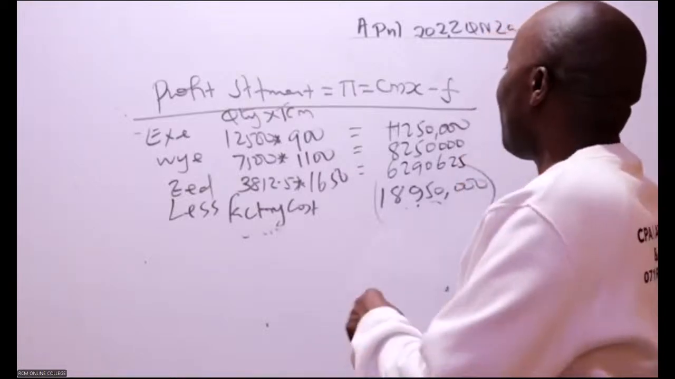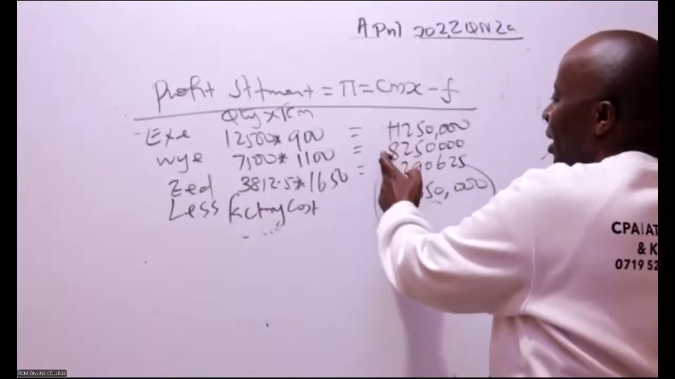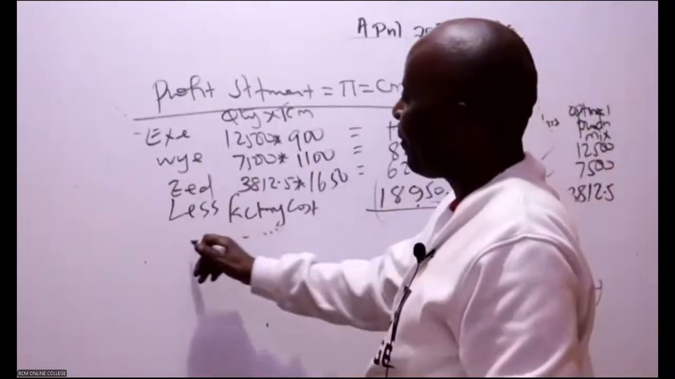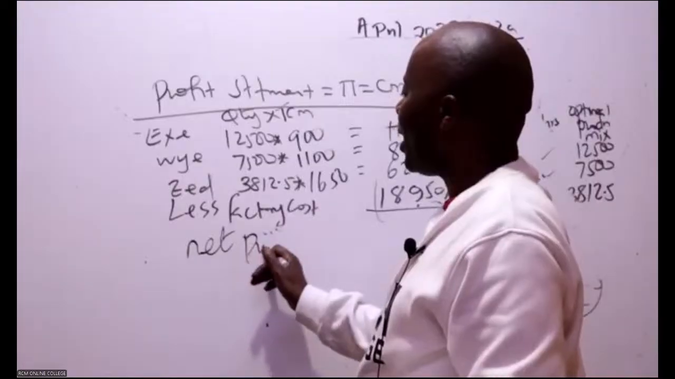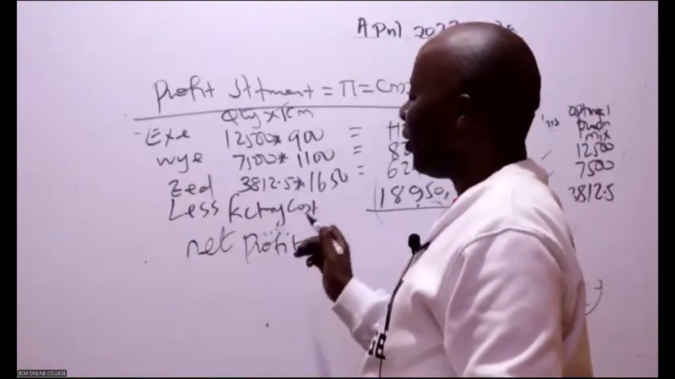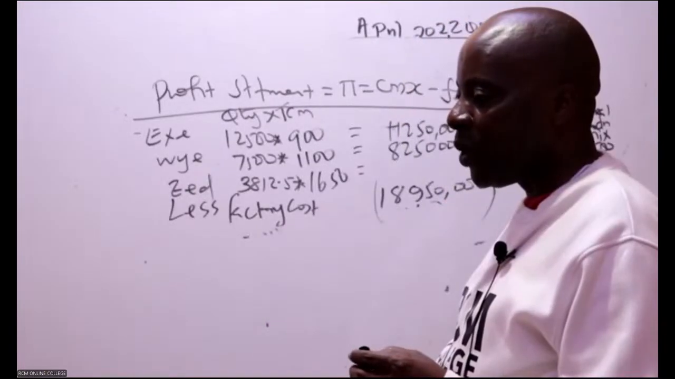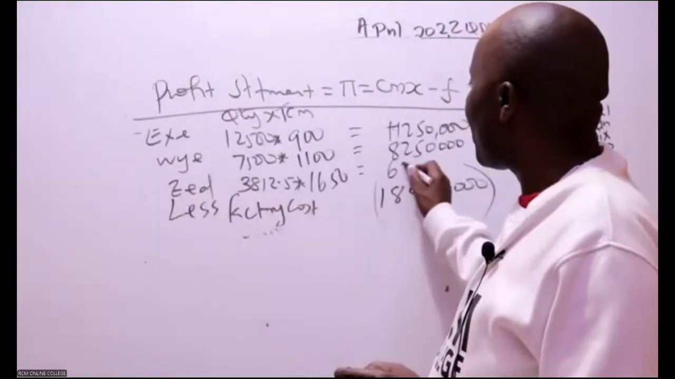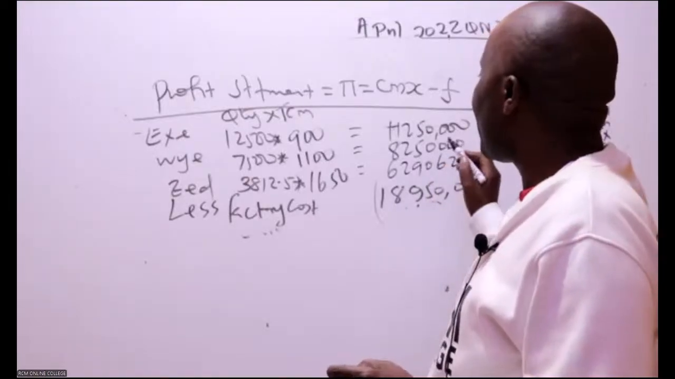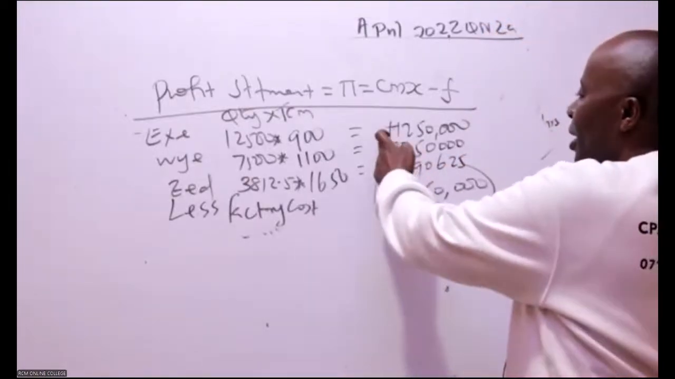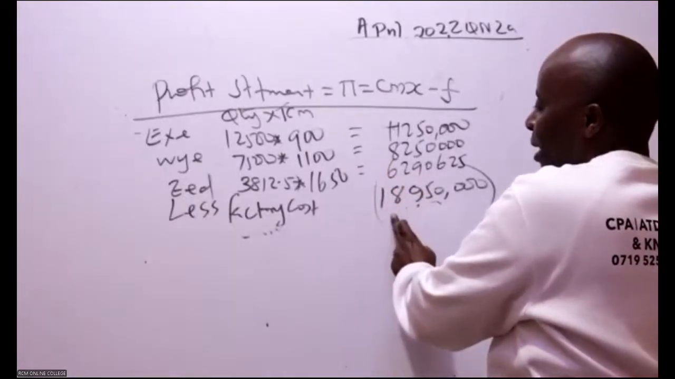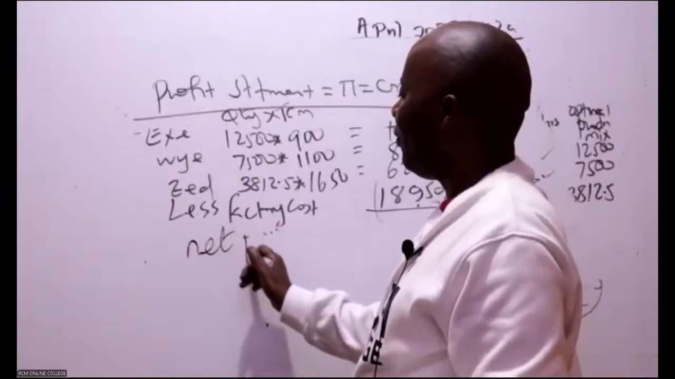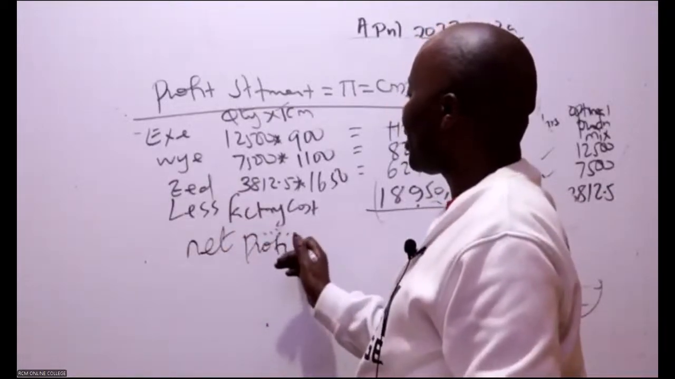So can someone do me a favor? Take this plus this minus this. Give me the net profit. If you do it that way, then you'll be able to get all the marks.